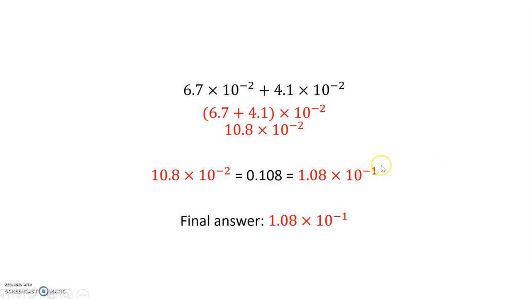Either way you think about it, it doesn't matter, but your final answer should definitely be 1.08 times 10 to the negative first. You would definitely not be allowed to leave your answer as 10.8 times 10 to the negative second if they ask you to write your answer in scientific notation. It's equivalent, but it's not technically correct because it's not in scientific notation.